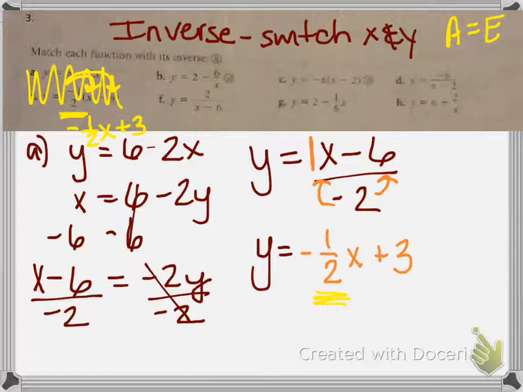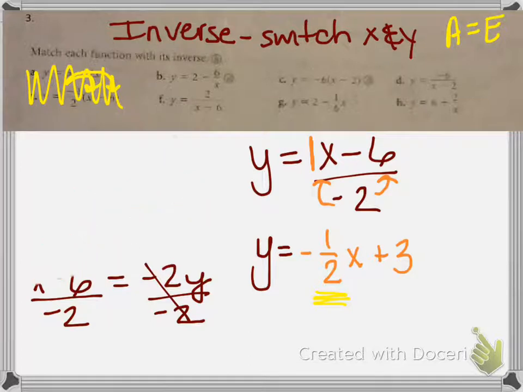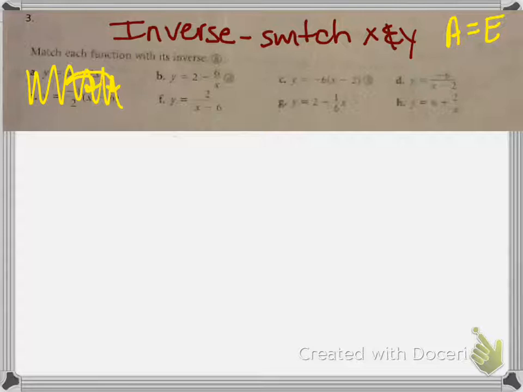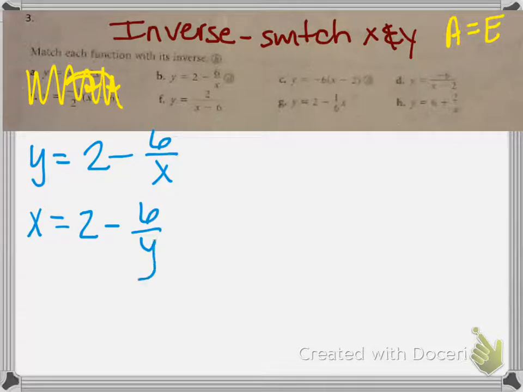So let me go back and erase these here so that I'm not going to confuse myself or you with what's going on, and move on to B. Nice. 1 pair down, 3 to go. Switch up my color. Let's go for blue. So y equals 2 minus 6 over x. So first step, switch x and y. x equals 2 minus 6 over y.